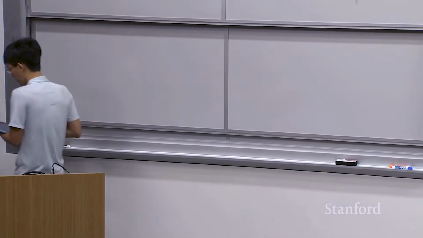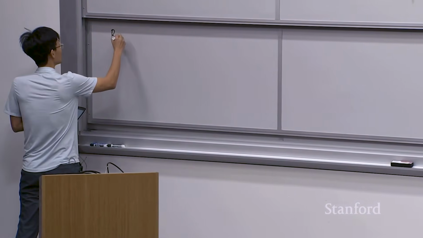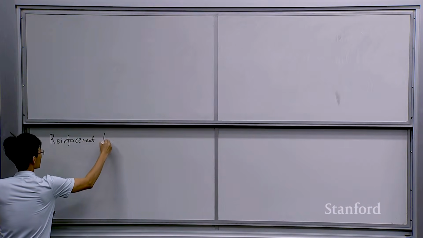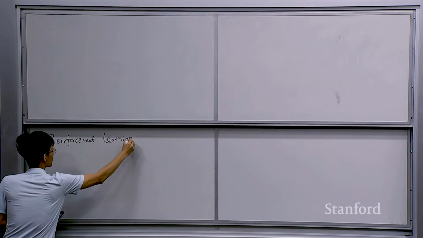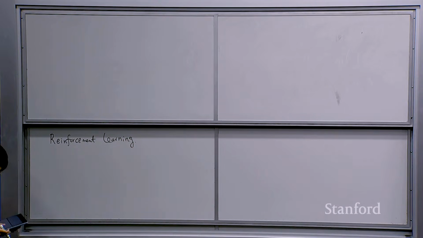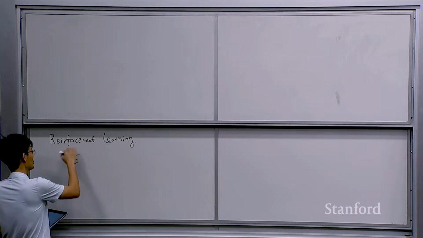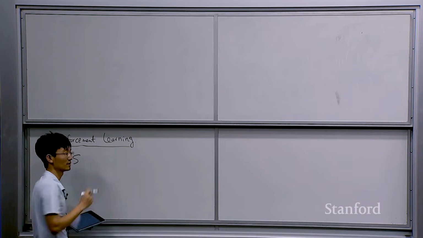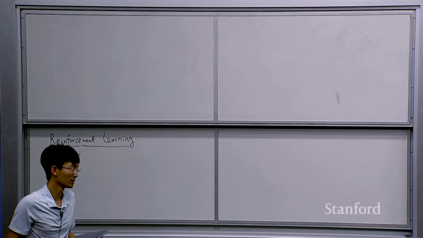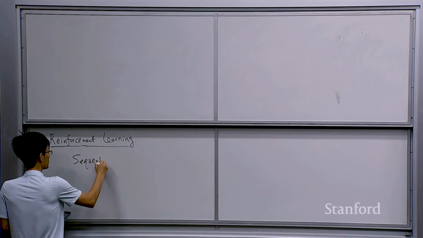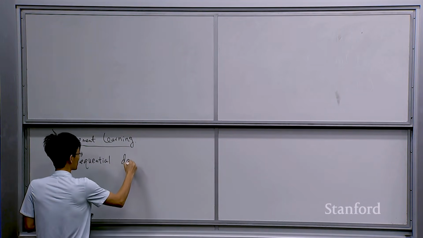So, reinforcement learning. The main concept here is that this is a technique in some sense, right? It's an algorithmic technique. The question we are trying to solve here is the so-called sequential decision making.